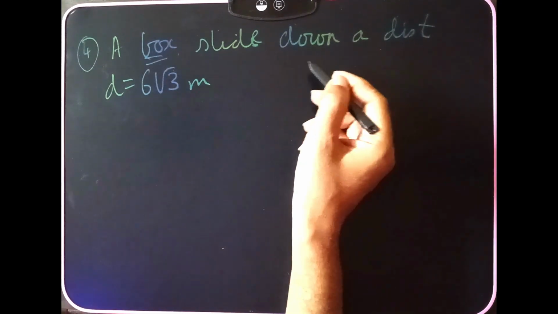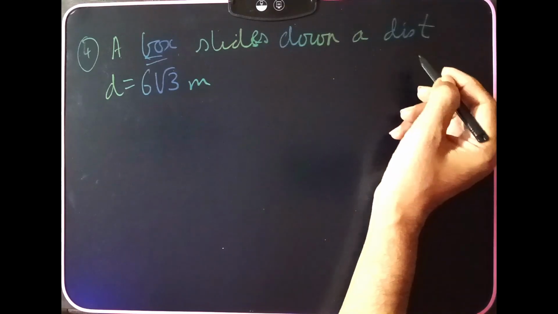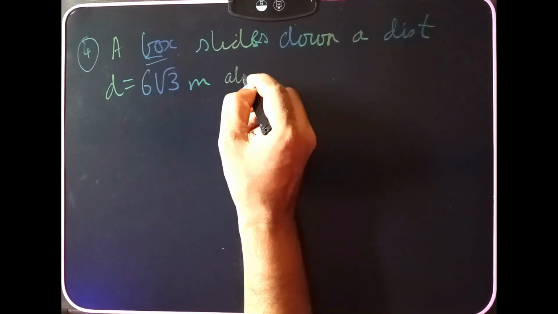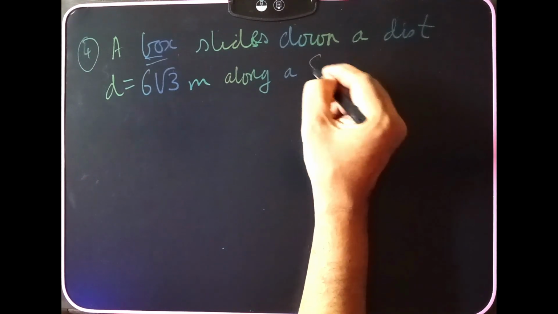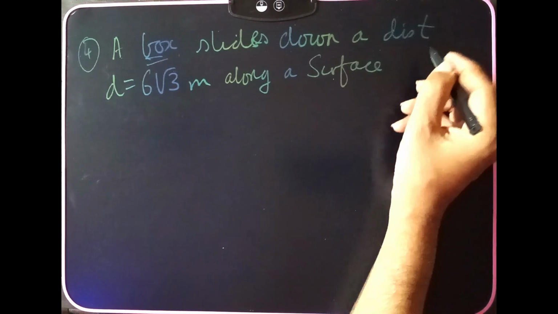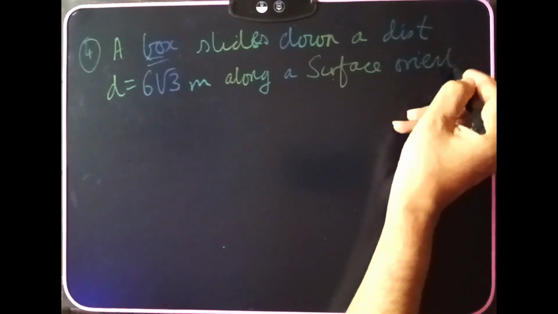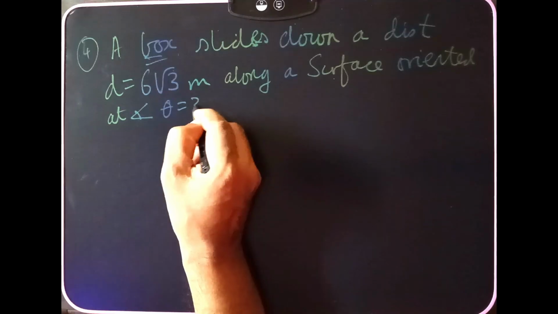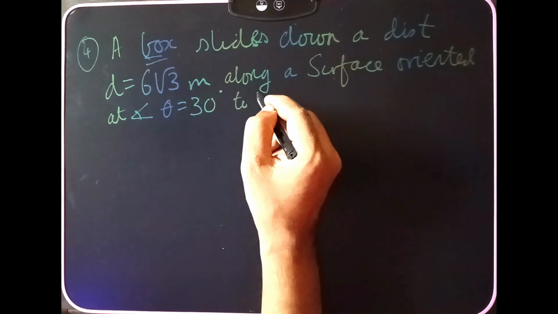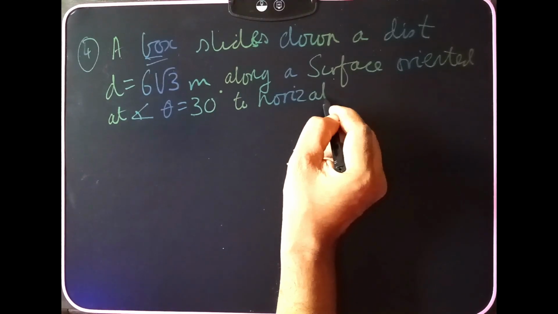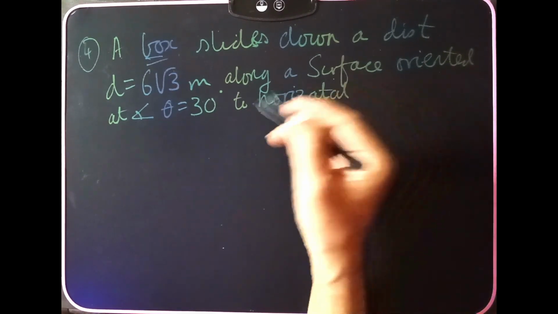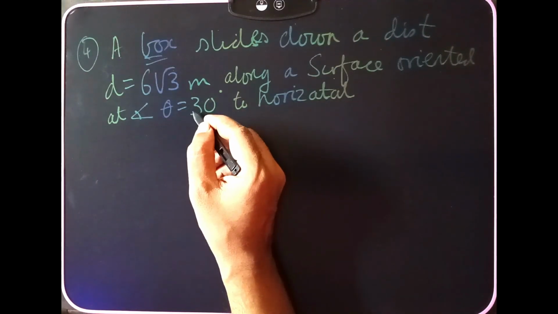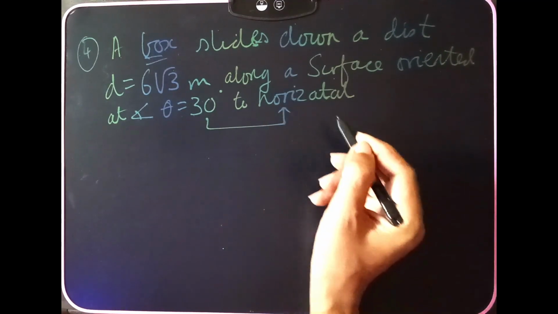What is given here? A box slides down a distance d equal to 6√3 meters along a surface oriented at angle theta equal to 30 degrees to horizontal. Remember, you have to be very careful whether horizontal or vertical is given. Sometimes vertical is given, so you have to calculate the horizontal and resolve, or you can use the vertical, but be very careful about what the angle is with respect to. Here it is with respect to horizontal.